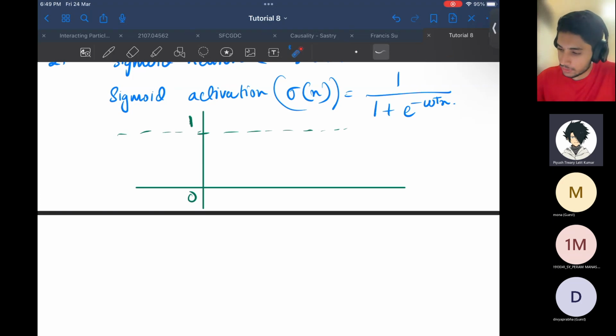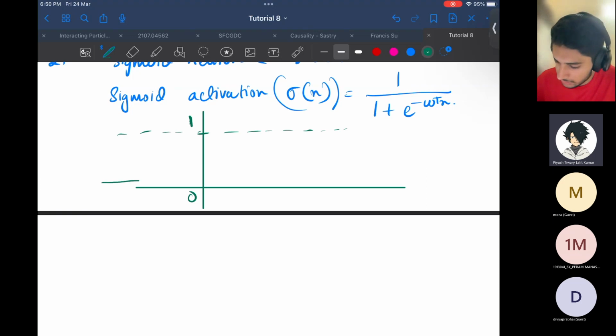Why is that? This is because this exponential function is always positive. That is clear. So we are adding something positive to 1. So this term has to be greater than or equal to 1. Now, we are dividing 1 by something that is greater than or equal to 1, so it has to be less than or equal to 1. So you can see that, that way, sigmoid activation will always be between 0 and 1.